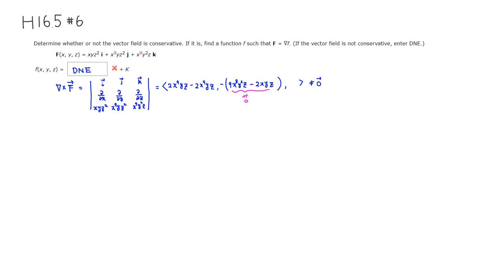Since the curl of this vector field is not a zero vector, we know that the vector field F is not conservative, which means that it does not have a potential function. That's it. I hope that this was clear.